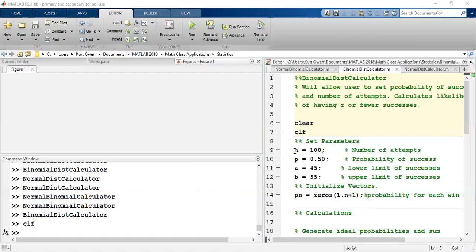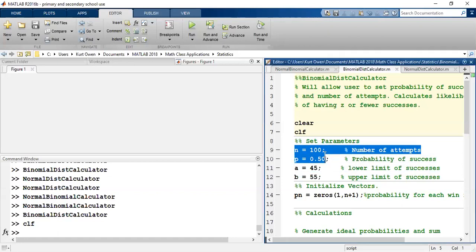Welcome back. We want to use MATLAB to illustrate what happens for the simple experiment of tossing a coin 100 times. So you can see n equals 100. We're going to assume that we have a fair coin, so P, our probability of success, is 50%. We'll assume getting a heads is a win and a tails is a loss. So it's a 50-50 chance.